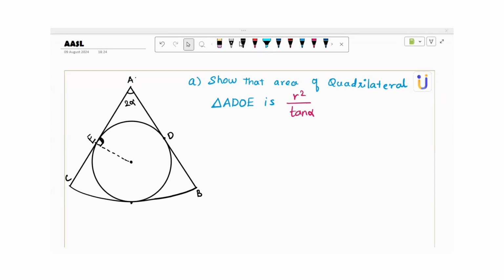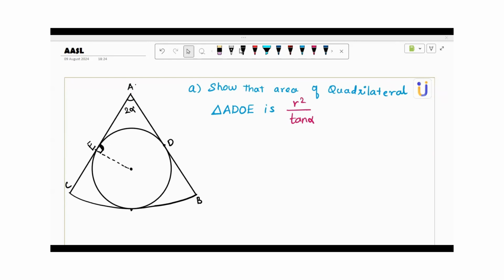A diagram is given. Clearly it is a sector of a circle, and inside that a circle is inscribed, right? The sector is ABC, a sector of a circle with center A, and the angle BAC is 2 alpha, where alpha is between 0 and pi by 2, and OEA is exactly pi by 2. Even if OEA is not given, we know the point of contact and the radius there will make 90 degrees.